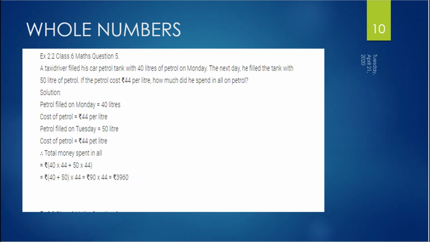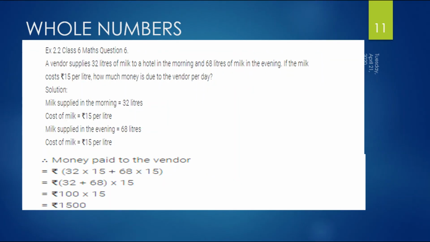Petrol filled on Monday: 40 liters. Cost of petrol was rupees 44 per liter. Filled on Tuesday is 50. Cost of petrol was rupees 44 per liter. So total money spent in all is 40 multiplied by 44 plus 50 multiplied by 44. So 40 and 50 are to be added, but the common value is to be taken outside the bracket, which is being multiplied. So 40 plus 50 will become 90, multiplied by 44 is equal to 3,960 rupees. That much he has spent in all on the petrol.